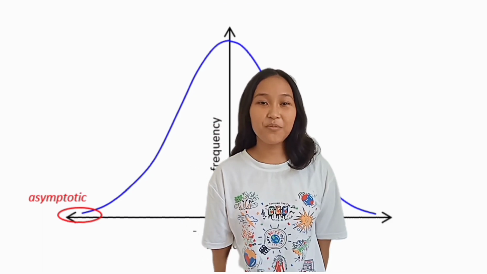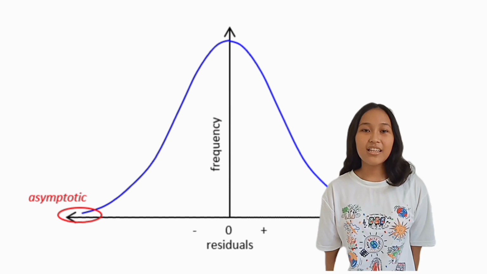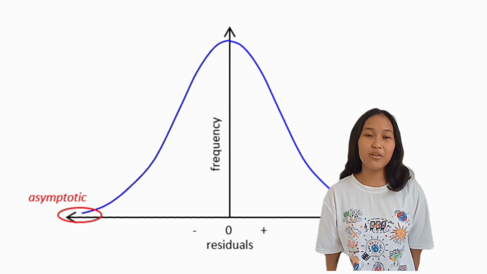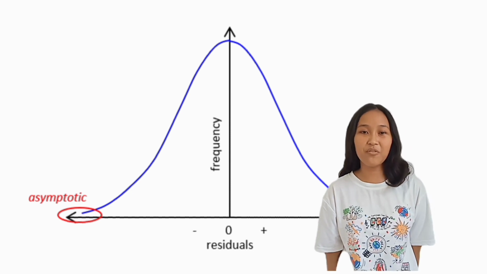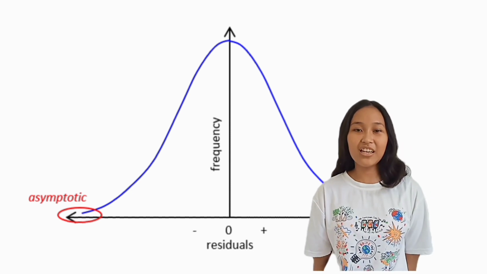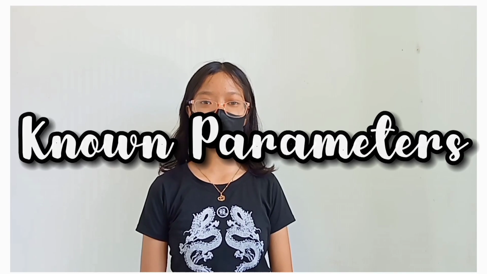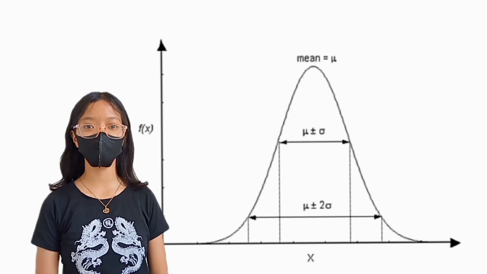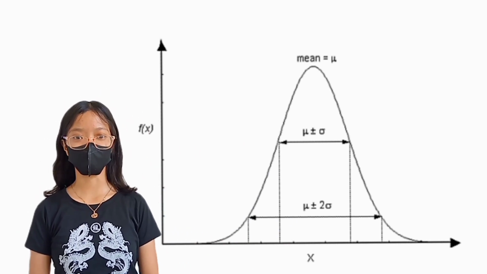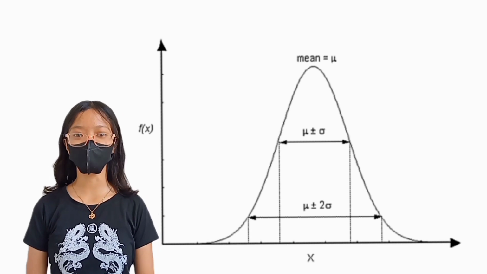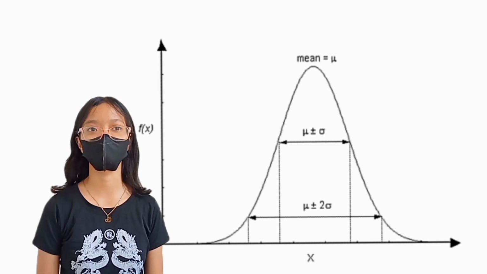Asymptotic. The tails of the normal distribution approach but never touch the x-axis. This means that the distribution never reaches zero, but the probability of getting very large or very small values becomes vanishingly small as we move further away from the mean. Two parameters. The normal distribution is completely determined by two parameters, the mean and the standard deviation. Once these parameters are known, we can easily calculate probabilities and other statistical measures.